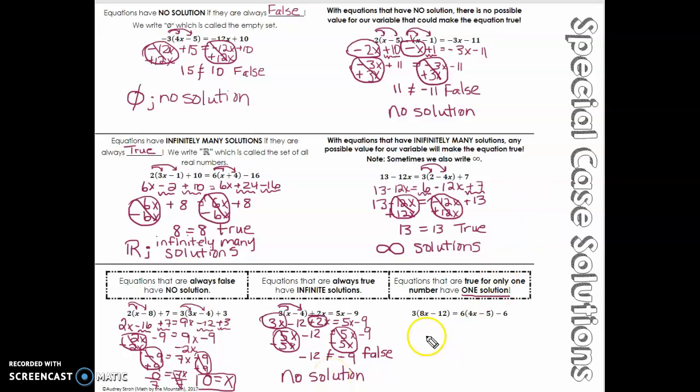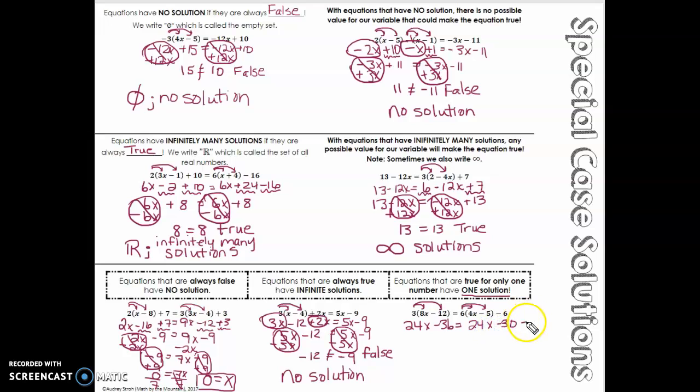Okay, our last problem. I have two sets of parentheses. I'm going to work left to right. So 8x minus 12, I can't simplify on the inside, but it has a 3 on the outside that needs to be distributed by multiplication. That gives me 24x minus 36. Then I have my parentheses on the right. Cannot simplify inside. It has a 6 on the outside. That means I need to distribute 6 by multiplication. That gives me 24x minus 30.